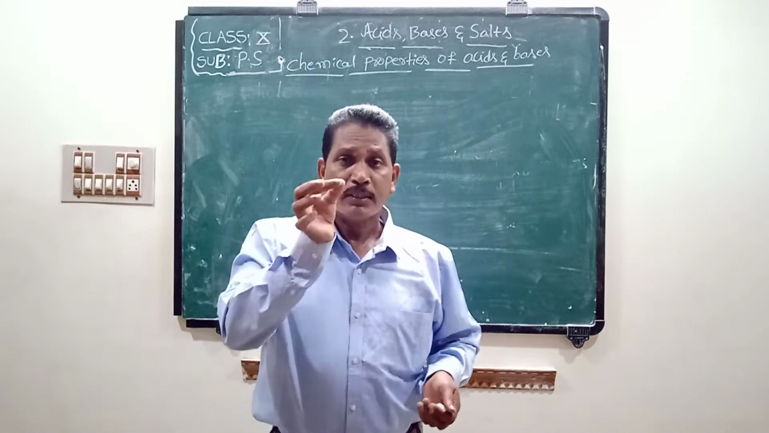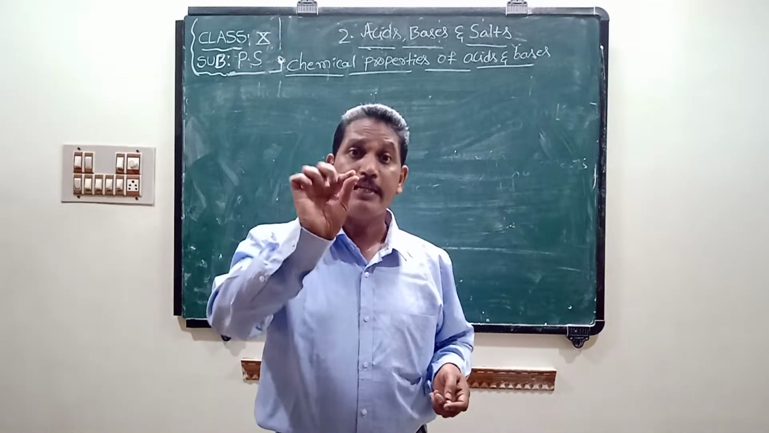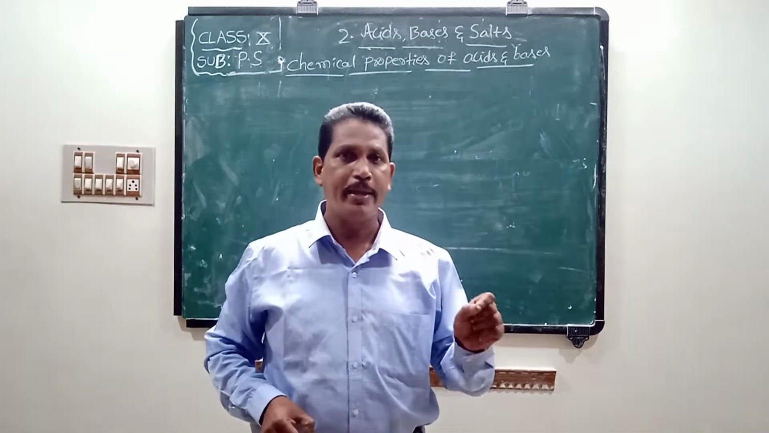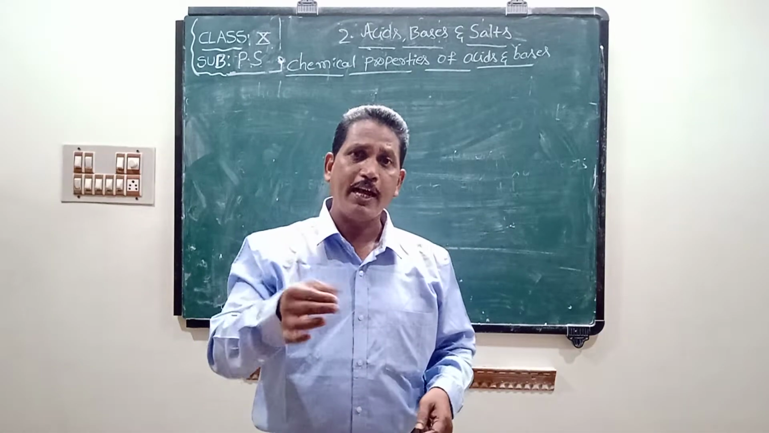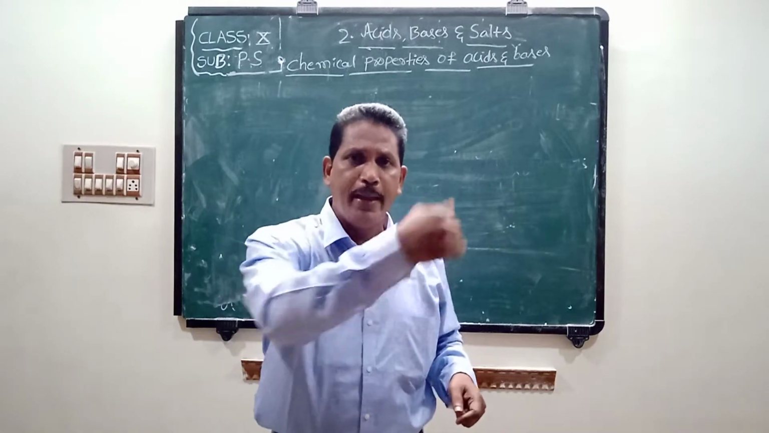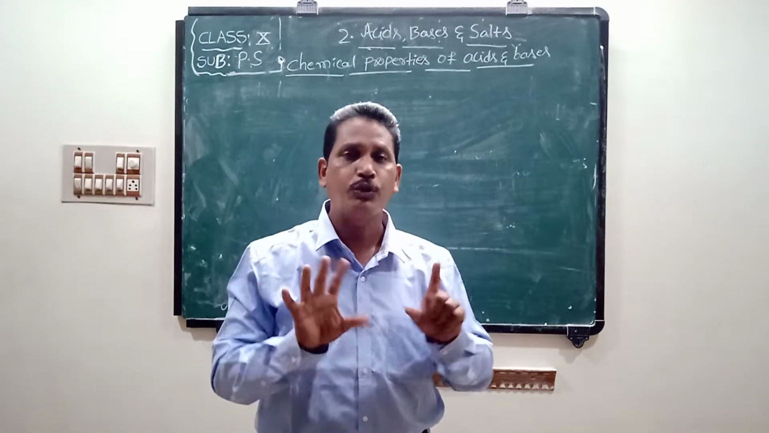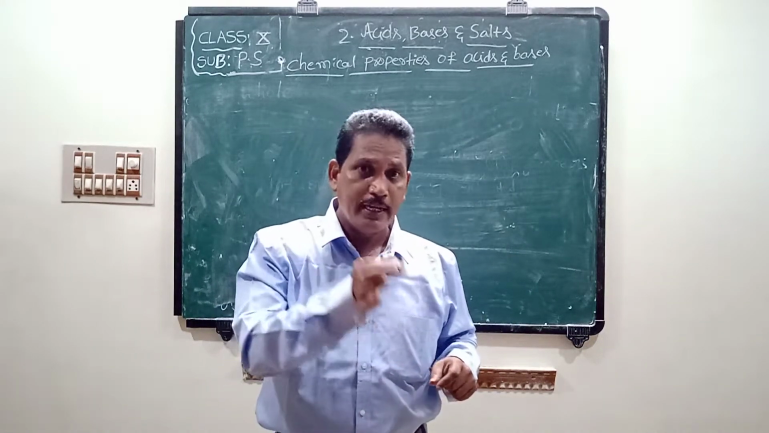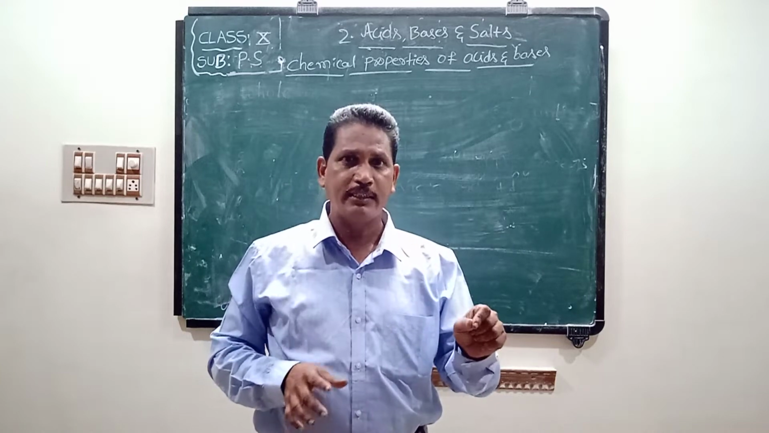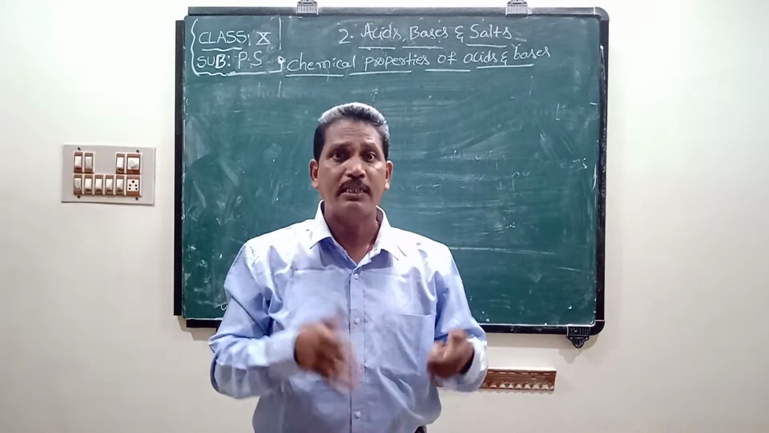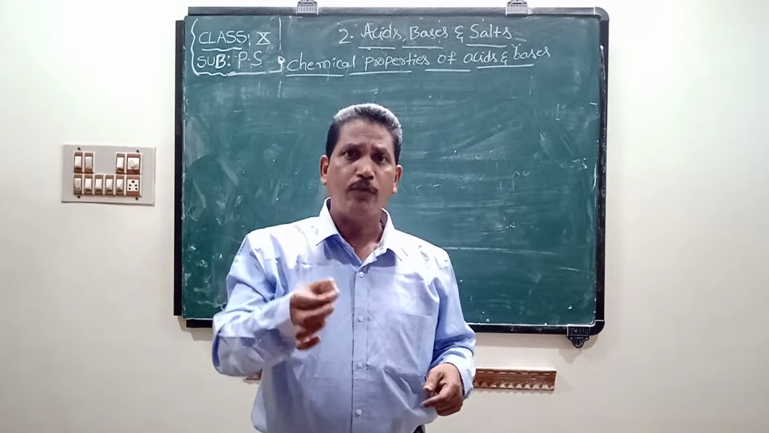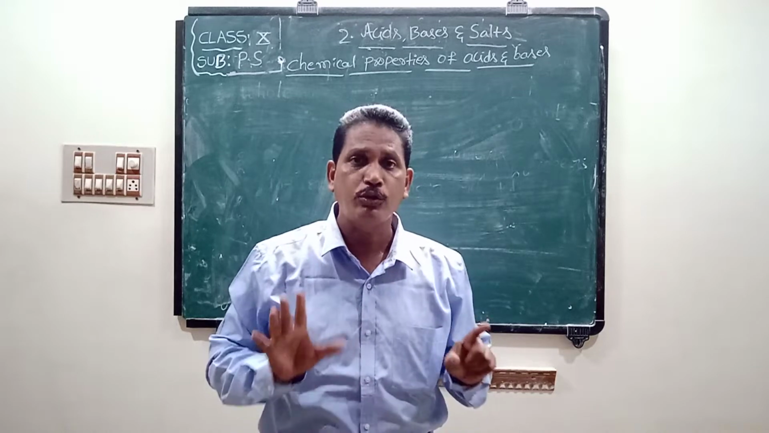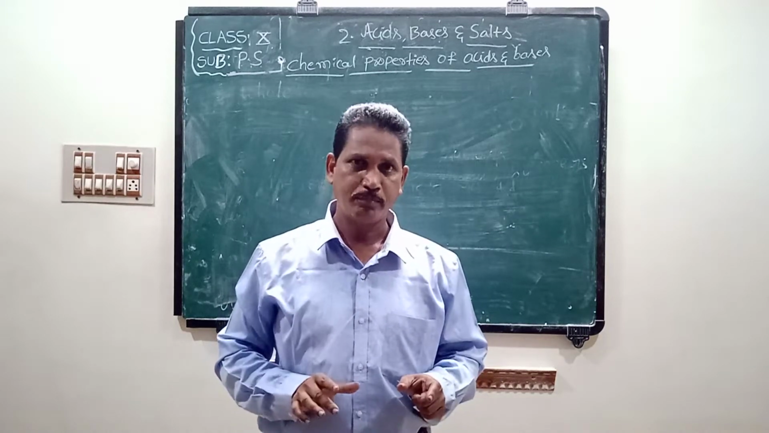Okay. Next one. The color of methyl orange indicator in acidic medium is red. The color of methyl orange indicator in basic medium is yellow. Most important, students: the color of phenolphthalein indicator in acidic medium remains the same. It does not change. The color of phenolphthalein indicator in basic medium is pink. Most important, students, pink color.